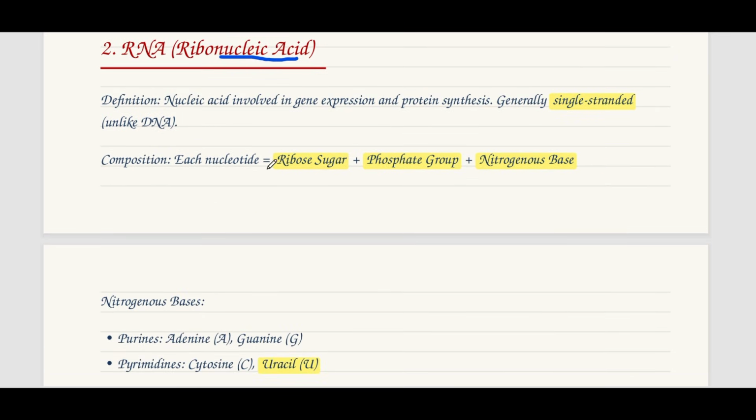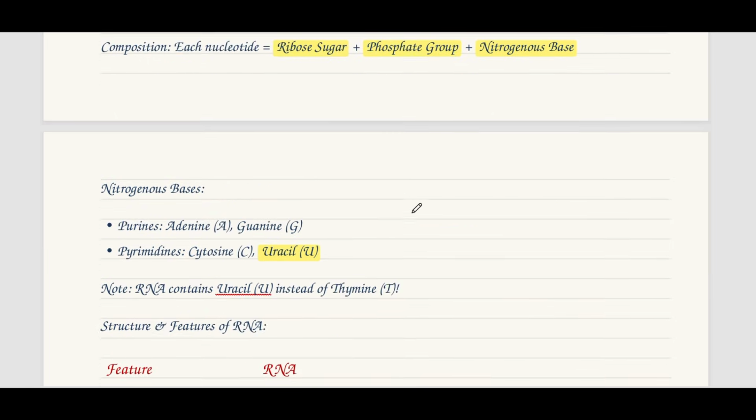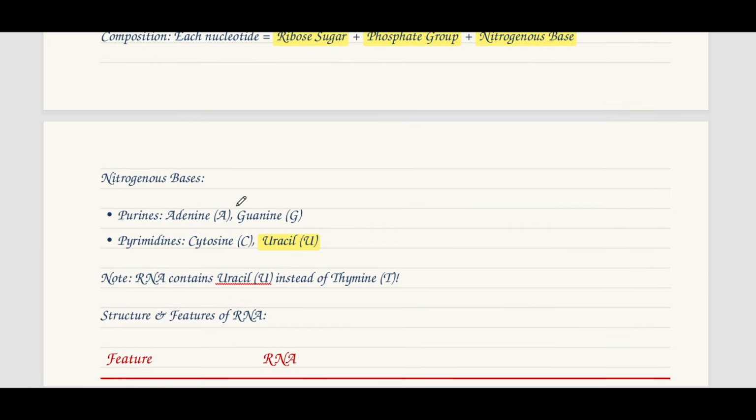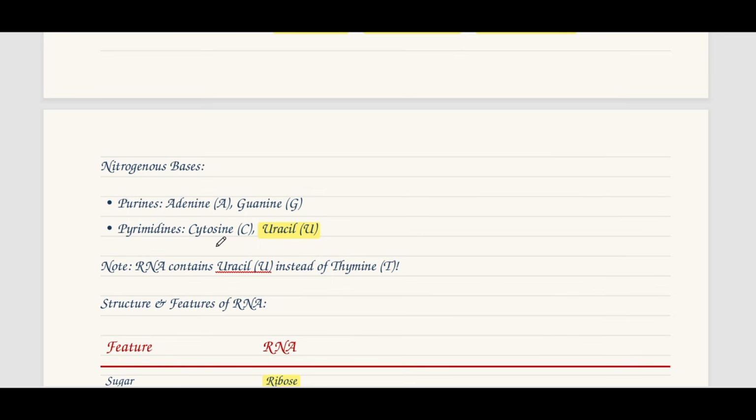Each nucleotide has a ribose sugar, a phosphate group and a nitrogenous base. Here, the nitrogenous bases are adenine, guanine, cytosine and uracil.